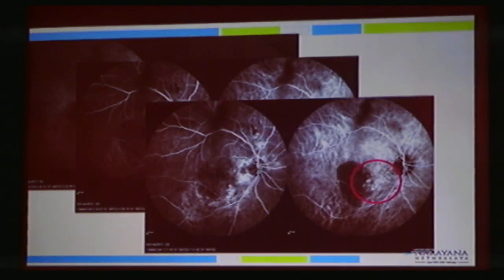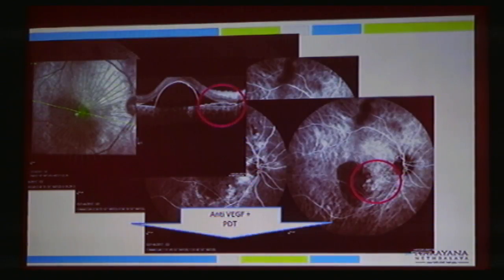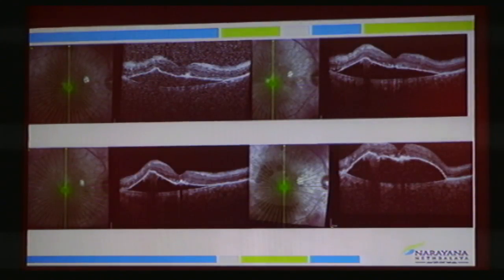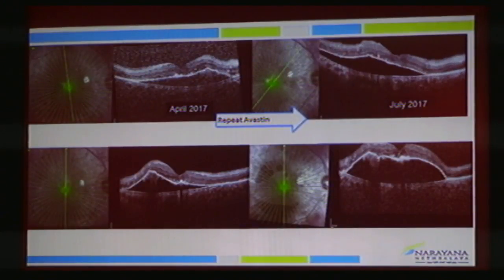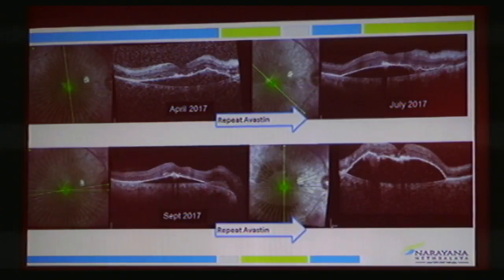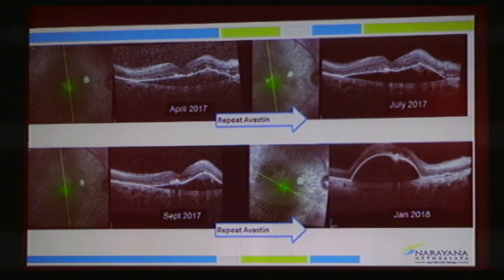And you can see the polyps here have migrated even closer to the fovea, and the branching vascular network is very well delineated at this point of time. Even on the OCT, you can see the split in the RPE, which correlates with the presence of the BVN. So we proceeded with an anti-VEGF and a PDT this time as well. Unfortunately, we didn't see much of a response. And as you can see, the height of the PED did keep increasing. And this was in Jan 2018.